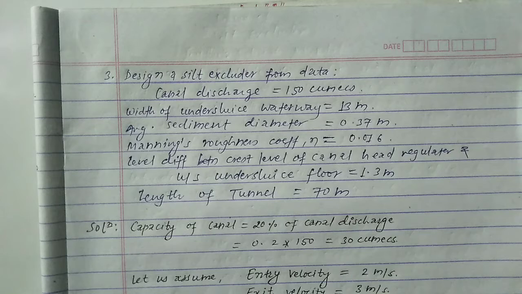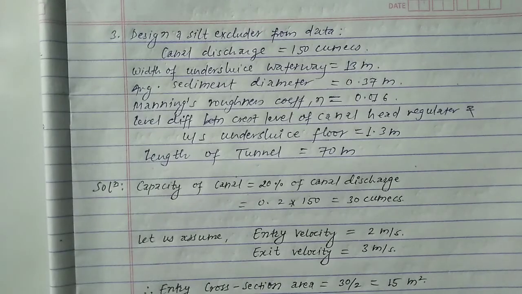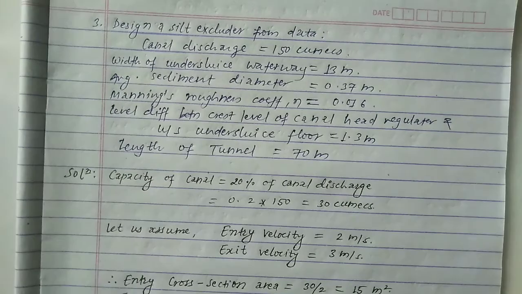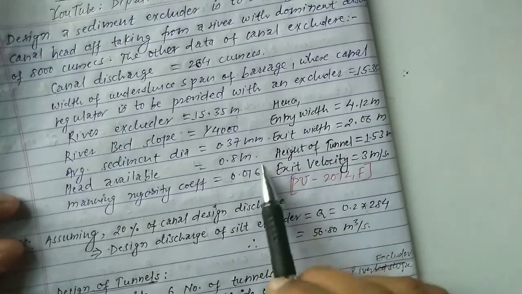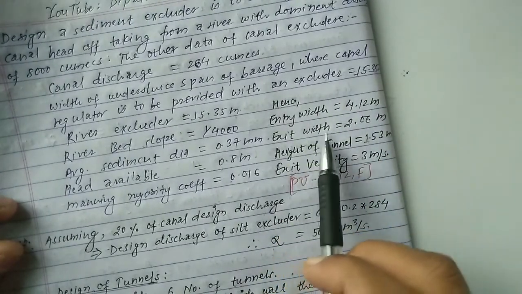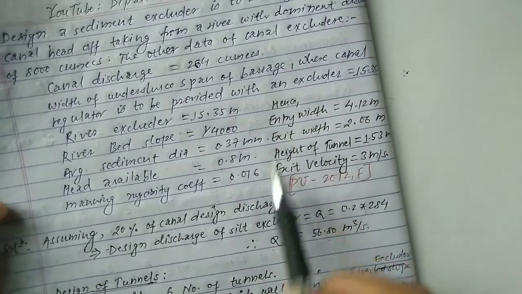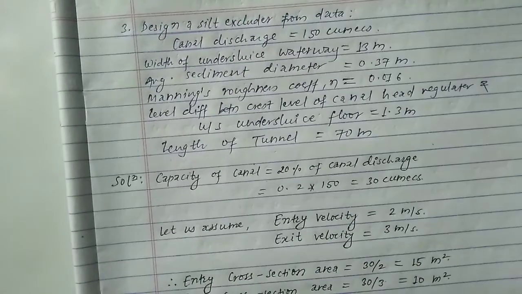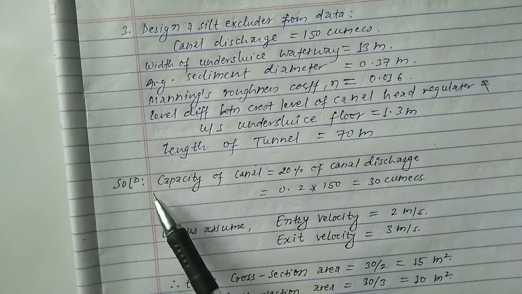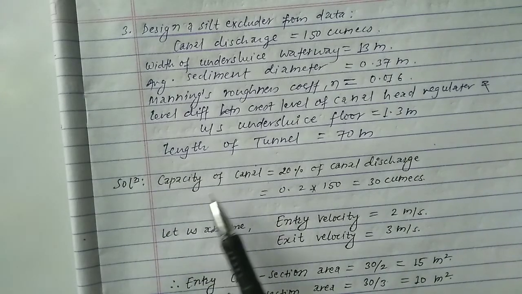Whenever the question asks to design a silt excluder, we have to design different parameters of the excluder. I have already discussed this in the previous video. We have to calculate all these parameters: entry width, exit width, height of tunnel, exit velocity. So these are the parameters we have to calculate for designing a silt excluder.